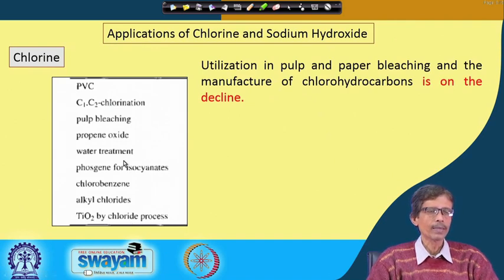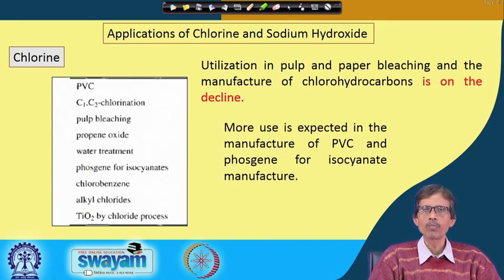Then chlorination of different organic compounds, whether a pharmaceutical compound or a medicinal compound. Still we are using pulp bleaching, but at a low concentration, then making of propene oxide, water treatment, and phosgene for isocyanate preparation. These isocyanates have a huge demand in industry. Then making of chlorobenzene, alkyl chlorides, and titanium dioxide by chloride processes, because some processes involve the use of chlorides, and those chlorides can come from the typical Cl2 gas only.